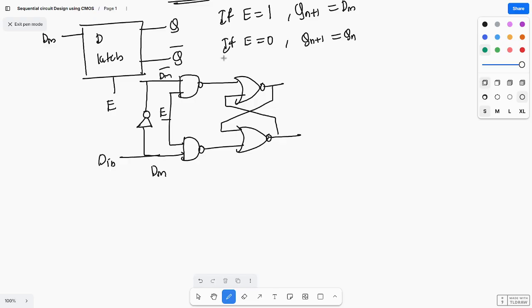Suppose it is considered as, let us take this is an AND gate only. I did not understand anything. This is a NAND gate. Okay, this is a NAND gate.